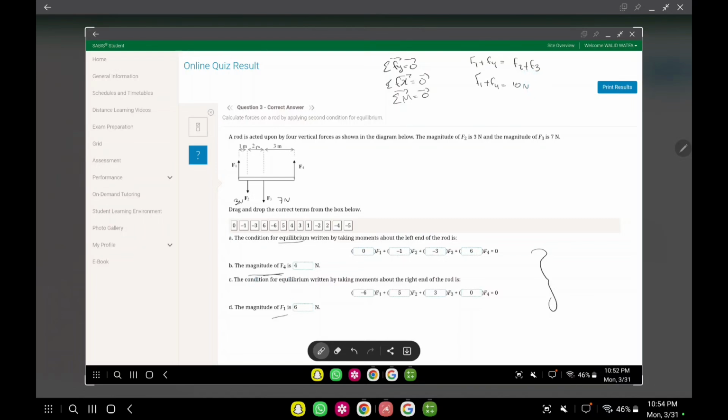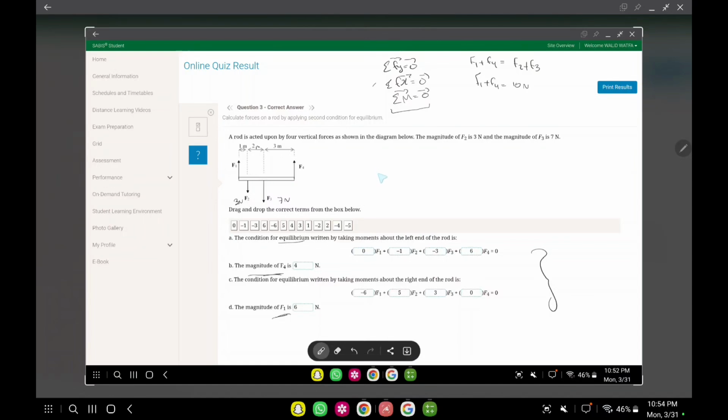And this is, by the way, what they're asking. They're asking you to find F1 and F4. So without looking at parts A and C, you can figure it out. If you do sigma Fx, there's no horizontal forces, so we're just going to skip this. And sigma M is equal to 0. When you do sigma M equals 0, if it's a rod rotating, you choose your own center. You could take it here, you could take it right here, wherever you want, it doesn't matter.